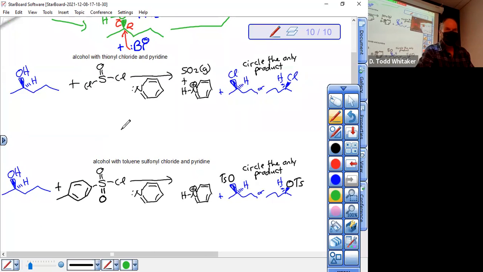I'm going to do it like we did during lecture, because the mechanisms are identical until the last step of this middle one, which has an extra step. And this one doesn't have the extra step, because this one involves an exceptional leaving group, and this one doesn't ever have one. It has a good leaving group at the end, but not exceptional.